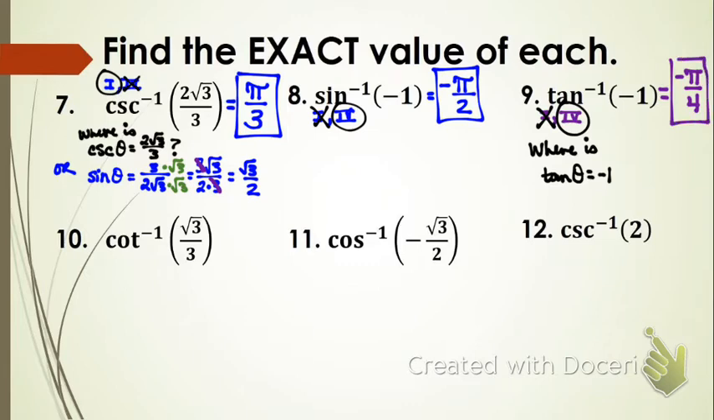All right. Number 10. Where am I allowed to look? 1 and 2. Where are we going to be? 1. So where is cotan of theta equal to radical 3 over 3? Pi over 3. Does anybody want to see that one? Okay.